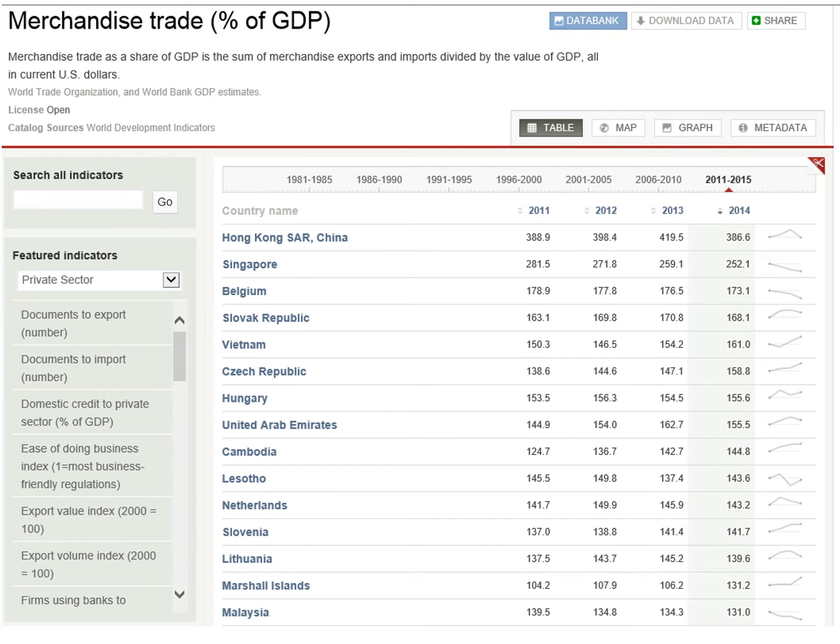Here is a snapshot of some countries that have a high level of trade compared to the size of their economy. So these countries are particularly connected with other countries around the world. They're very dependent on trade as a percentage of their GDP.